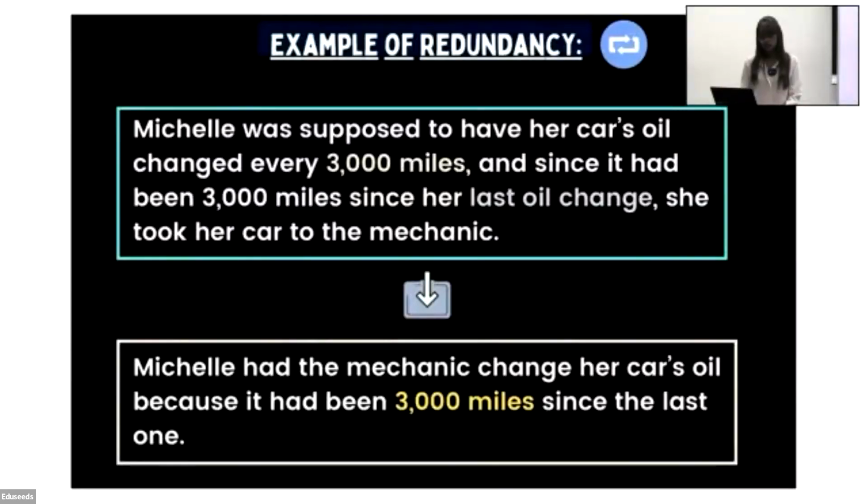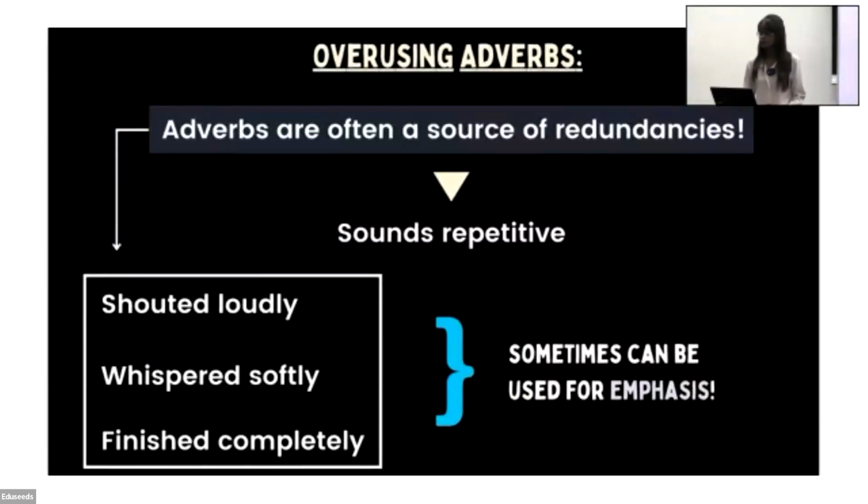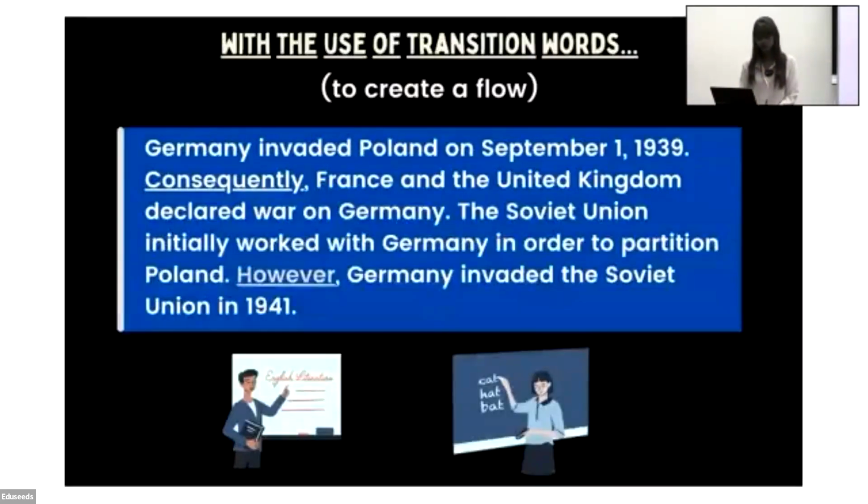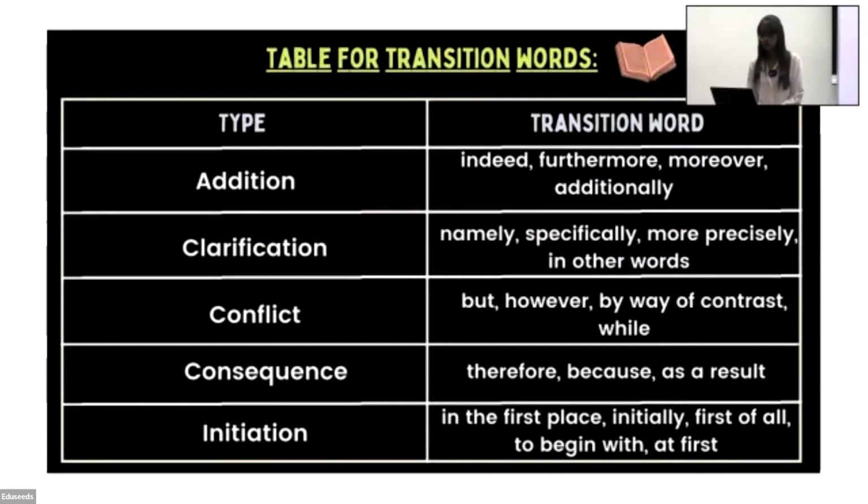Also, overusing adverbs. Shouted loudly. Shouting is already loud, so you don't really have to use shouted loudly. You can just say shouted. Whispered softly, just say whispered. This is how you cut off the words that are not necessary. You can make it simpler. Use transition words. Here are some examples of transition words. I think I've told you all earlier.